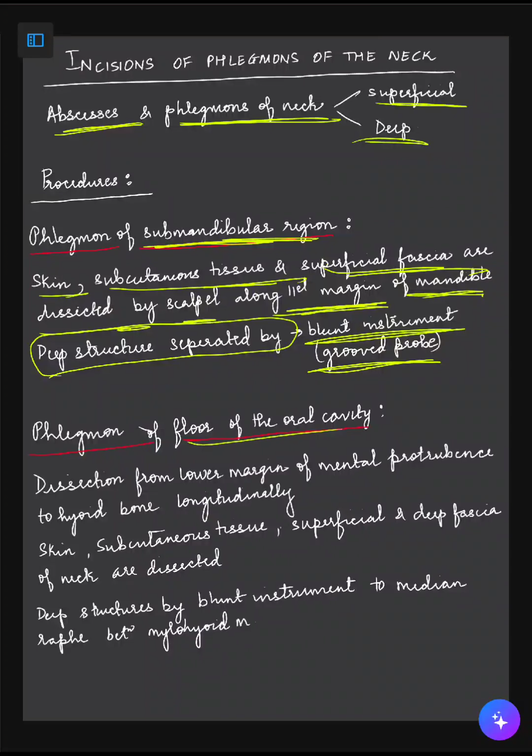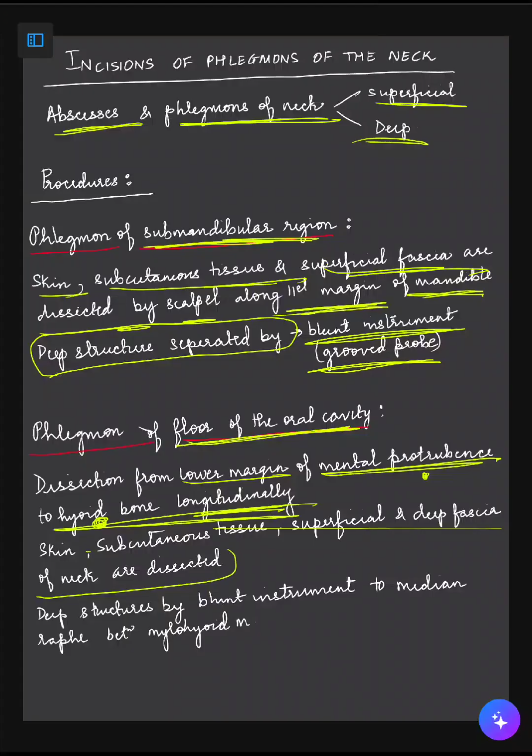If there is phlegmon of floor of oral cavity, dissection from lower margin of mental protuberance to hyoid bone longitudinally. Skin, subcutaneous tissue, superficial and deep fascia of neck are dissected. Deep structure by blunt instrument. What is it? Grooved probe to median raphe between mylohyoid muscle.